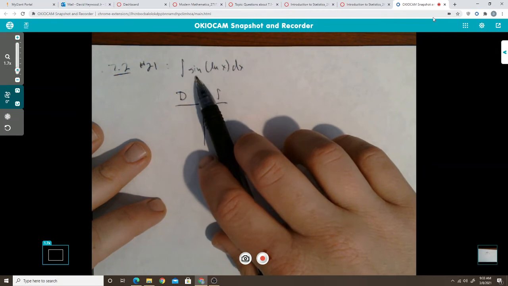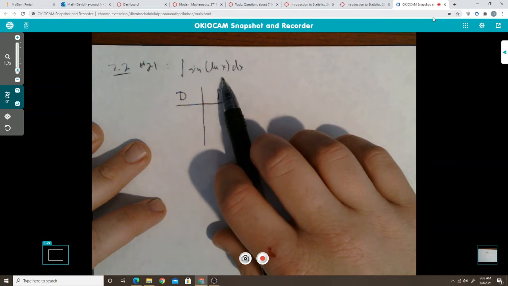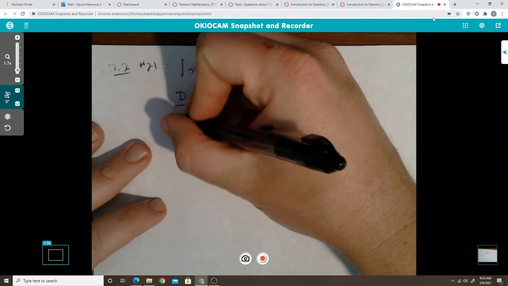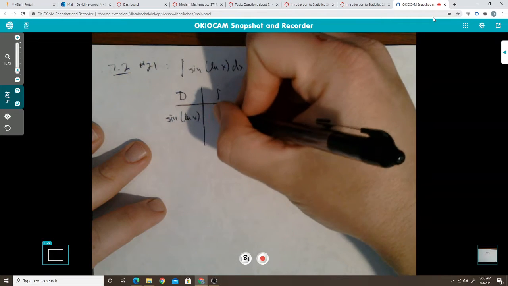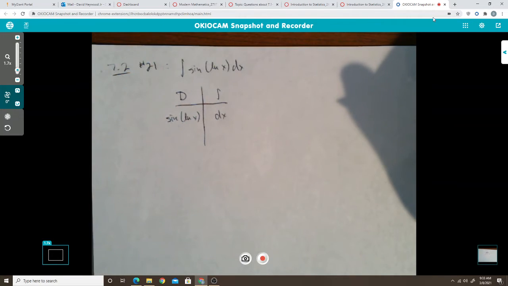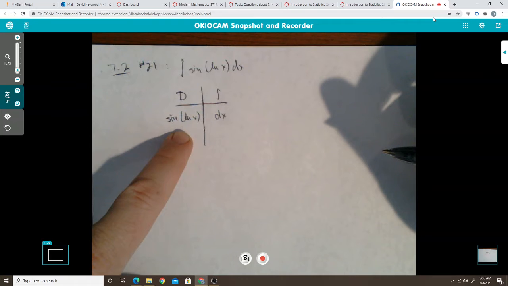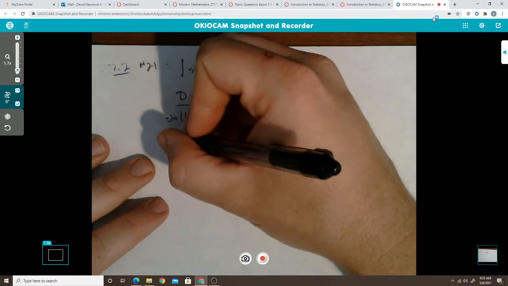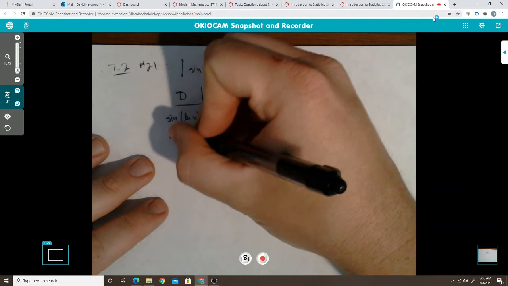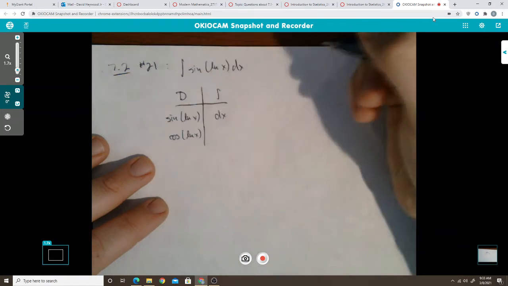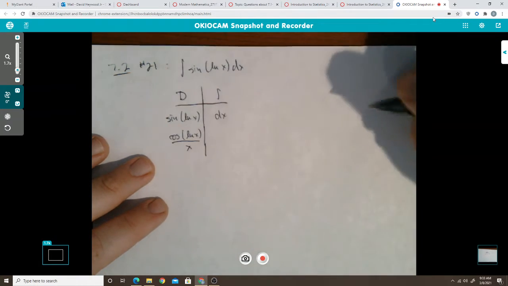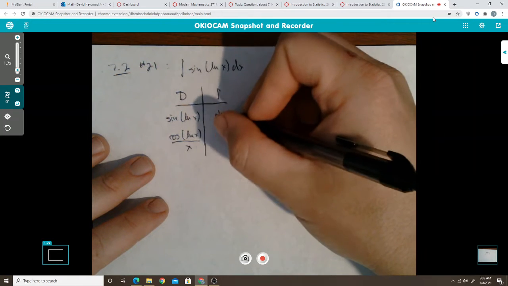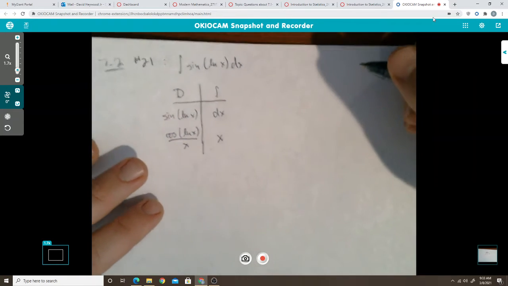So unless you know how to integrate that, you have no choice but to differentiate it, right? So you have to put sine ln of x here, and then here you just have dx. When we differentiate this, we're going to get cosine of ln of x times the derivative of ln of x, which is 1 over x. So that's what we're going to get. And then here, when we integrate dx, we just get x.